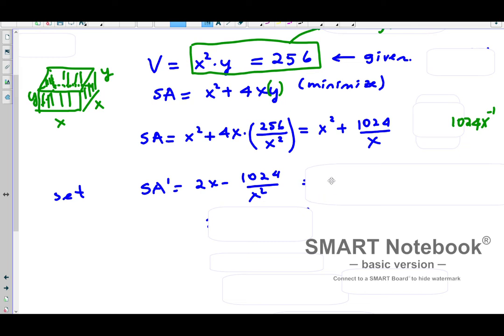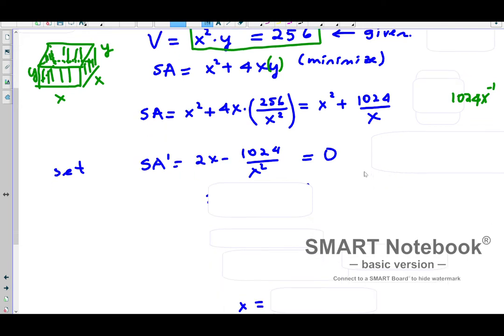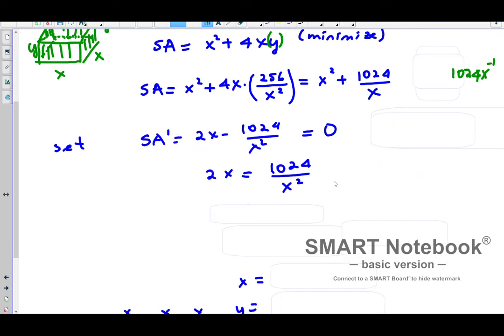Okay, so we have the SA prime, surface area derivative, set it equal to 0. So it looks like we have a bit of a more complicated equation here to solve, right? So not your typical polynomial that you can easily factor, but it's still not too bad. What I'm going to do is put the second term on the other side as a positive. So 2x equals 1024 over x squared. And what do you think we could do to solve this equation? What are your thoughts? Okay, if you said multiply both sides by x squared, I would say good idea. Let's do that to get rid of any denominators that are going to cancel on this side.